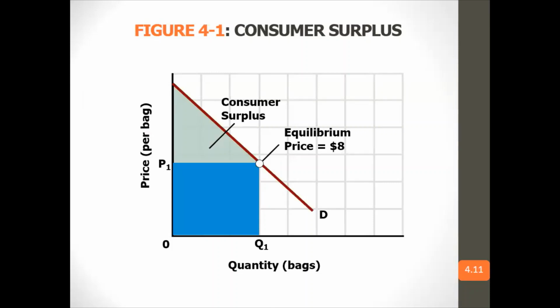So that's right here. This triangle is consumer surplus. And to get the area of this, you have to do base times height. Consumer surplus is triangular. So that's how you do that.